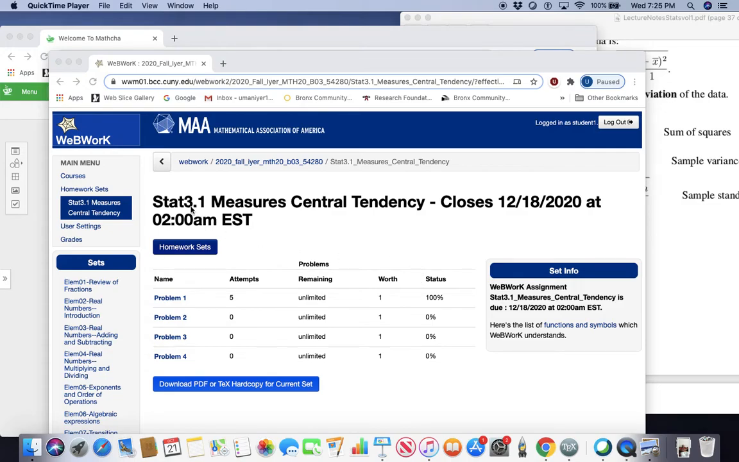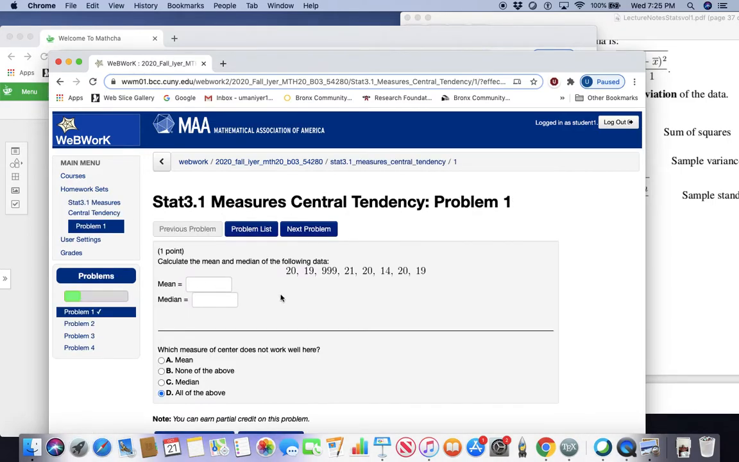Come back. So now we are going to start working on Stat 3.1 from WebWork. All right. So this section has only 4 problems. Problem 1. Calculate the mean and median of the following data and which measure of the center does not work well. So they're asking for mean and median, and anyway you are going to compare both of these.